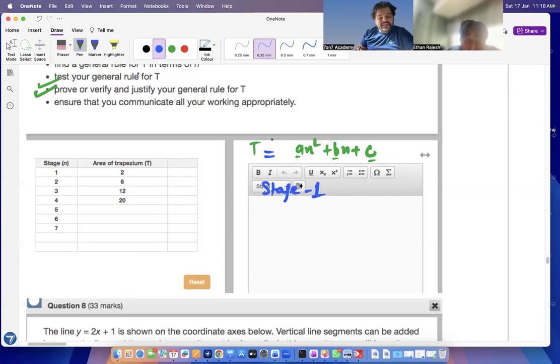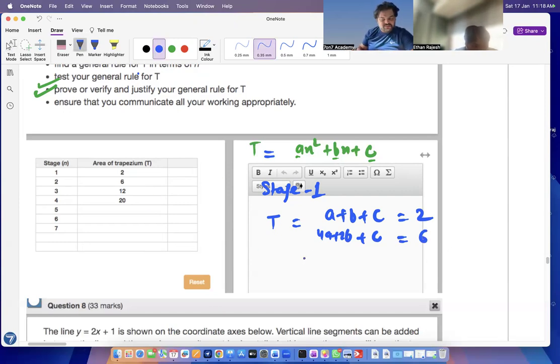In stage one, if you write n equal to 1, you have to get 2. So A plus B plus C is equal to that value, 2. Stage 2 is 4A plus 2B plus C, and that is 6. Stage 3 is 12, no? So if you plug in 3, it becomes 9A plus 3B plus C.